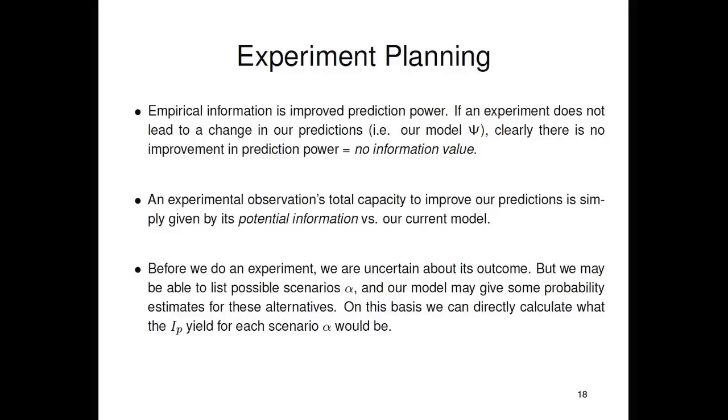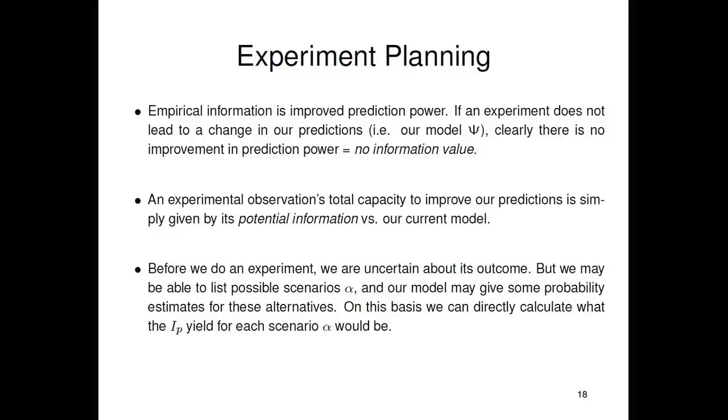Some data set of experimental observations, their total capacity to improve our prediction power is simply measured by their total potential information. In other words, even before we ask the question, well, what's the right model for these observations, the maximum increase in prediction power that we could obtain by that best possible model is simply the potential information. In other words, you find the best model in the universe, all that does is it converts that amount of potential information into empirical information.